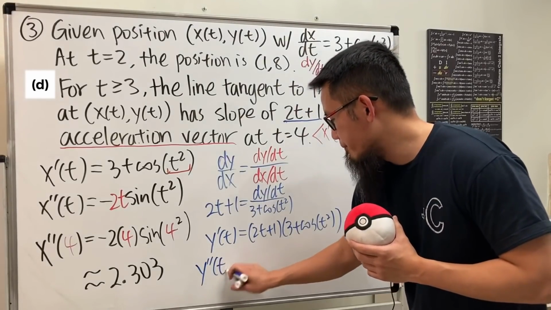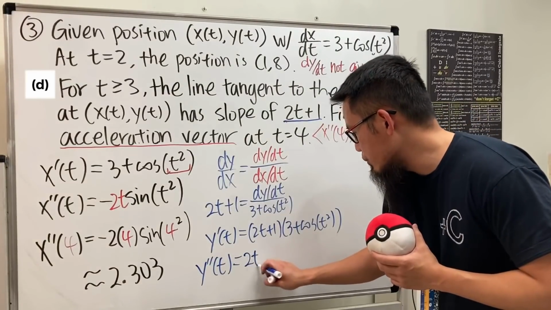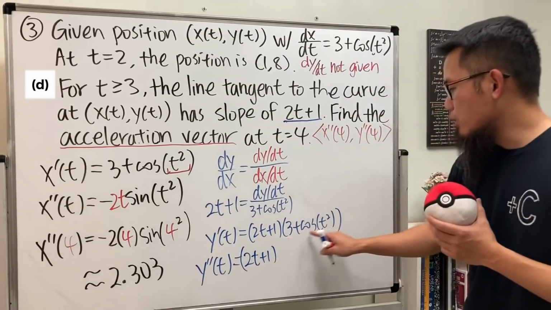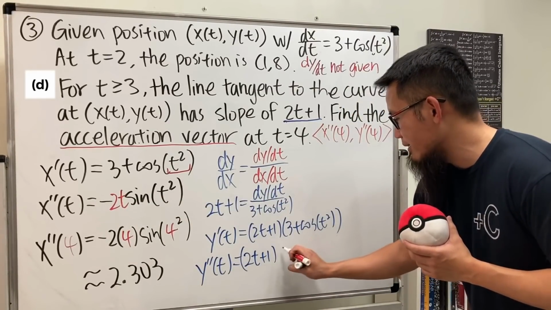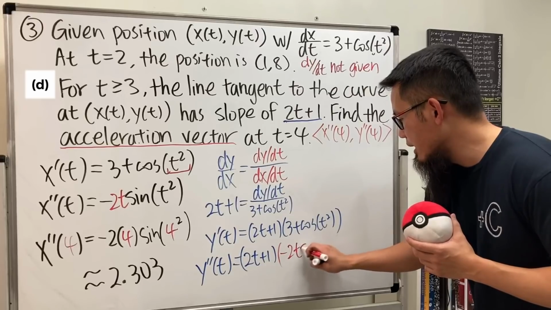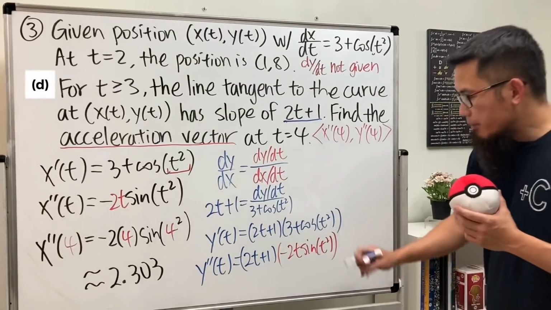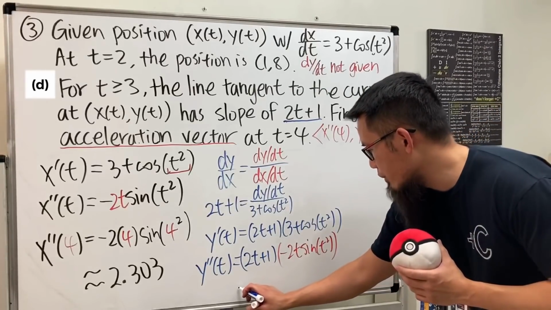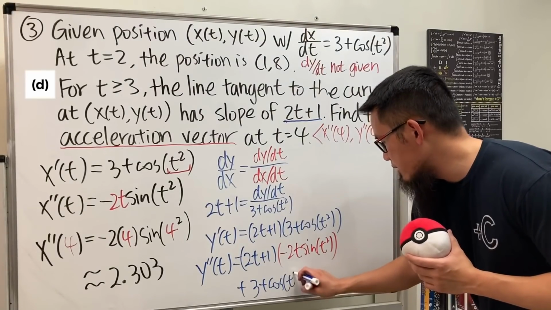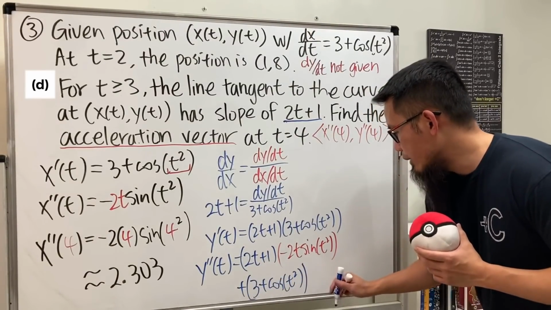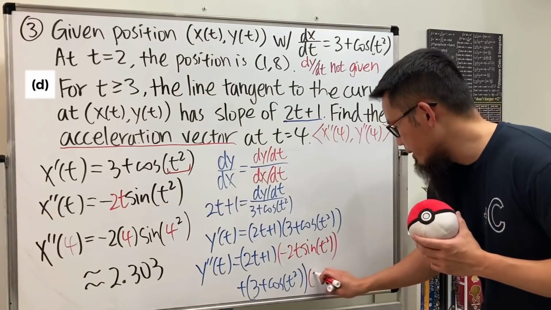So let's see. Here we have to do the product rule. So I'm going to keep the first function, which is 2t plus 1, times the derivative of the second, which is just that. So we'll just put this down right here in red, right? So we get -2t sine of t squared. And then I'm going to keep the second function. I will just put it down right here. We add 3 plus cosine of t squared. And then we multiply by the derivative of the first, which is just going to be a 2. So multiply by 2 right here.